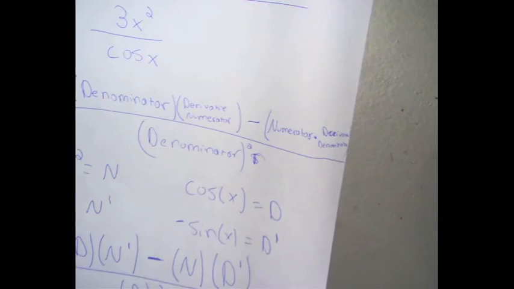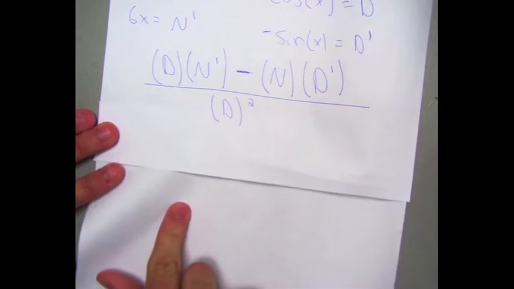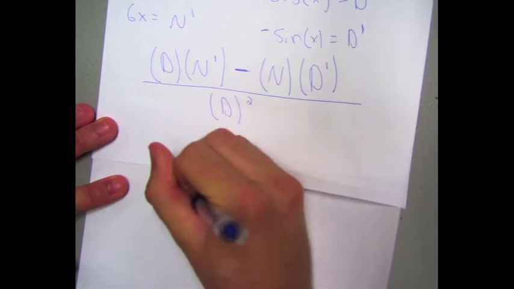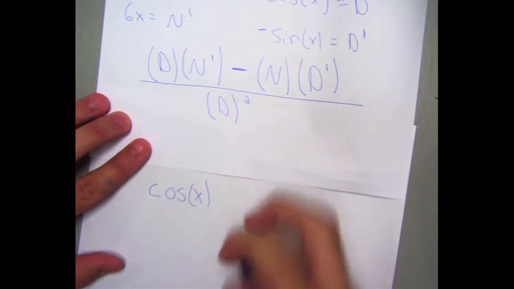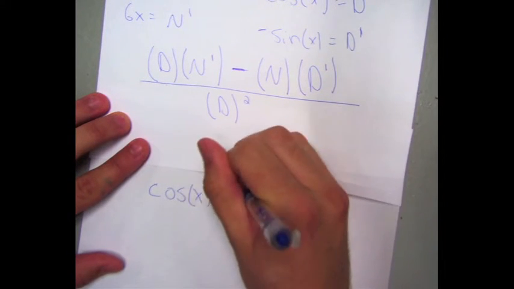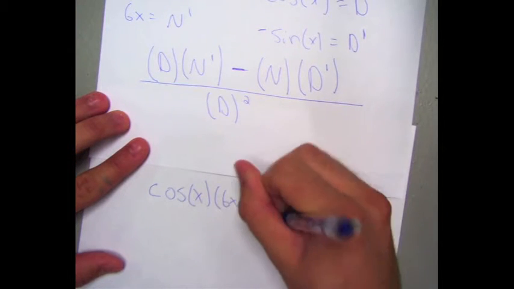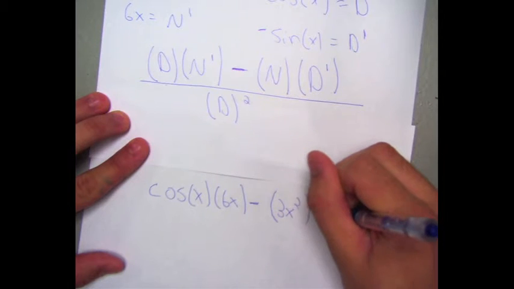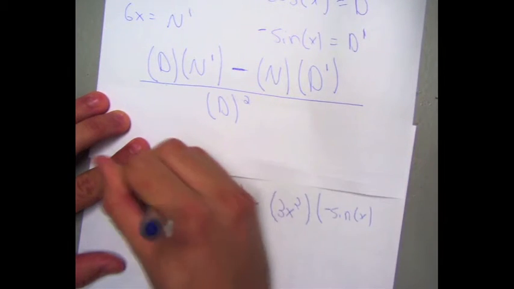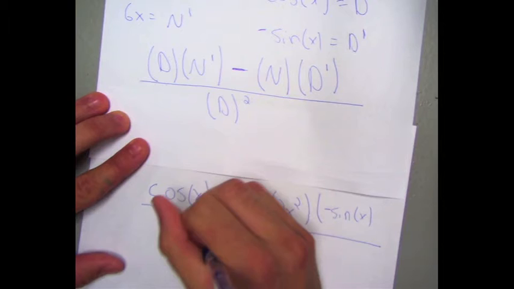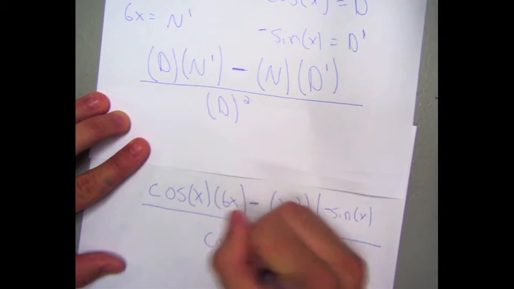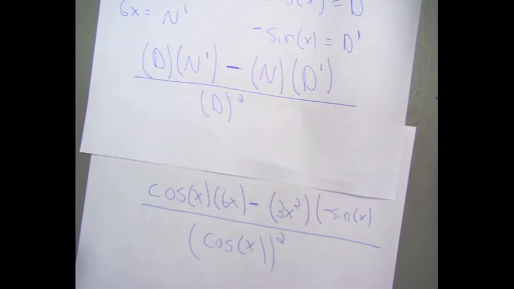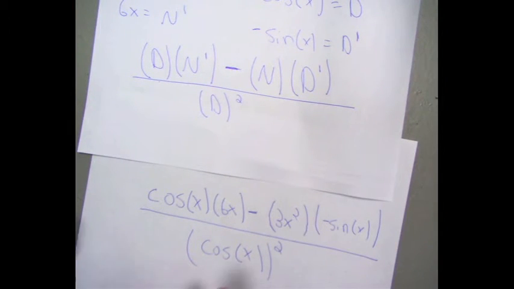So let's write that out here. We got d, cosine of x. We're going to multiply that times n prime, 6x. We're going to subtract n, 3x squared, times d prime, negative sine of x. And we're going to put all that over d squared, which is cosine of x squared. If you got a picky teacher, simplify. If not, you got your new derivative.